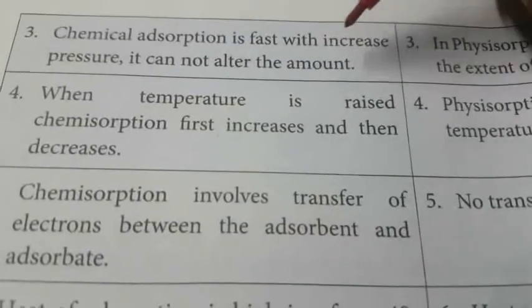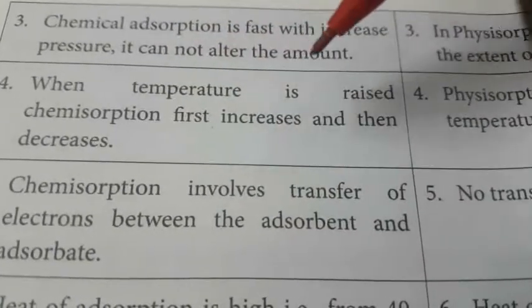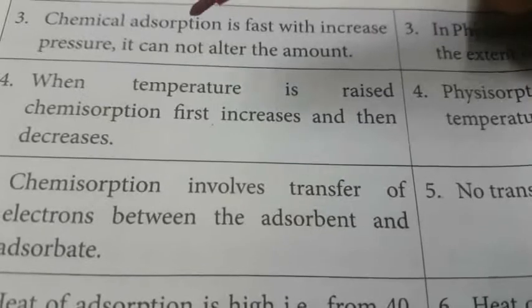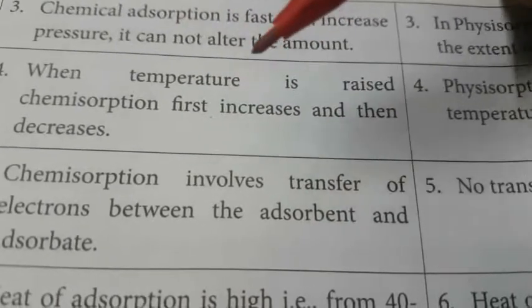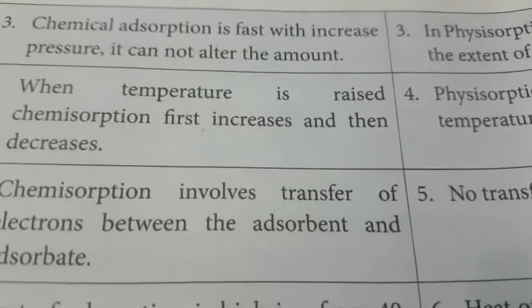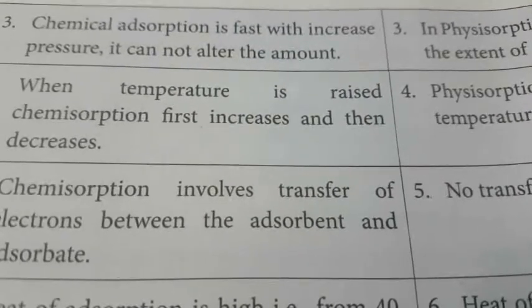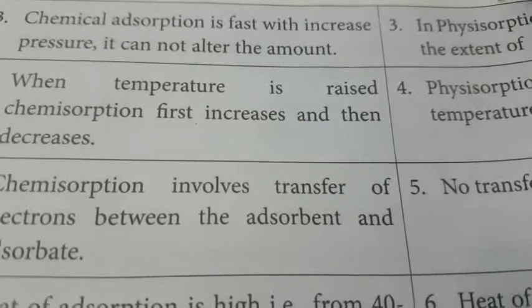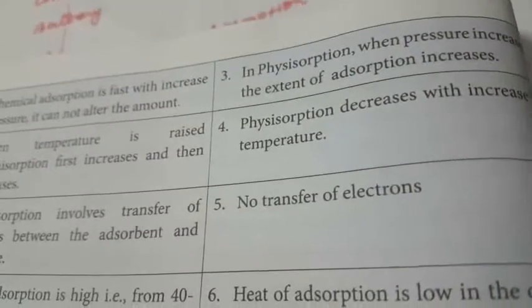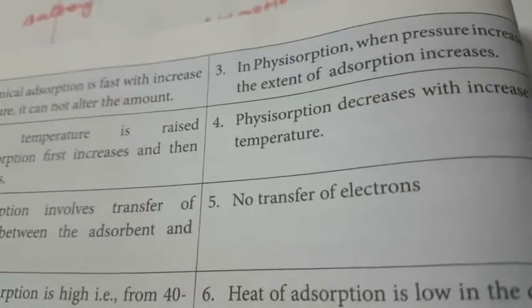Next, chemical adsorption is fast, but with increased pressure it cannot alter the amount. When you increase the pressure, chemical adsorption takes place, but it cannot alter the amount of the substance. And for physisorption, when pressure increases, the extent of the adsorption increases.